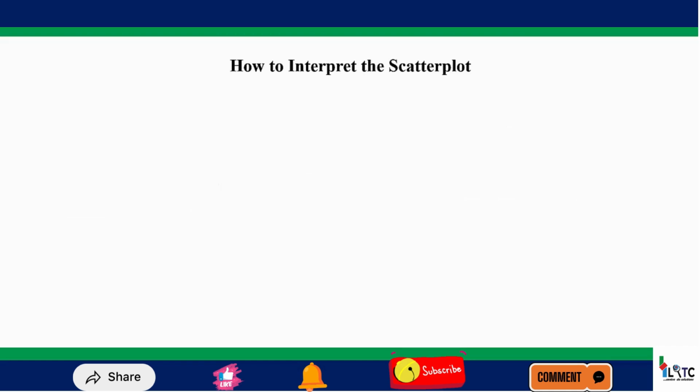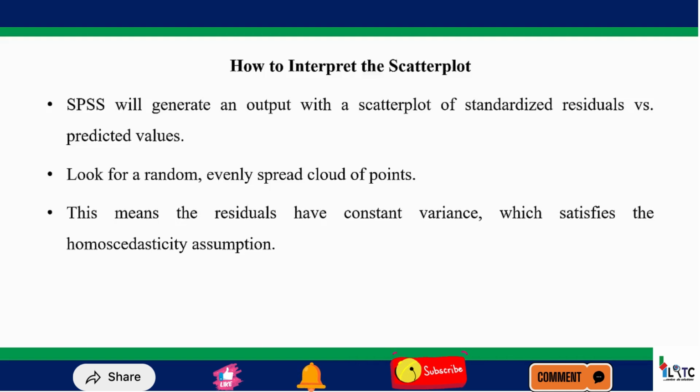Now, the question may be, how do I interpret the scatter plot? Of course, this particular scatter plot is the same thing with the one that is used for outliers and others, but the method of computing it is different from that of outliers. SPSS will generate an output with a scatter plot of standardized residuals versus predicted values. So what you need to do is to look for a random or evenly spread cloud of points. The way you look at it is not that different from the way you look at your outlier scatter plot.